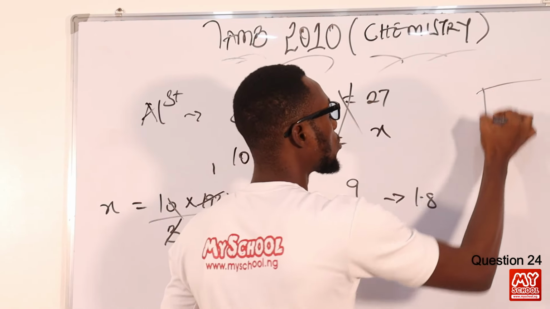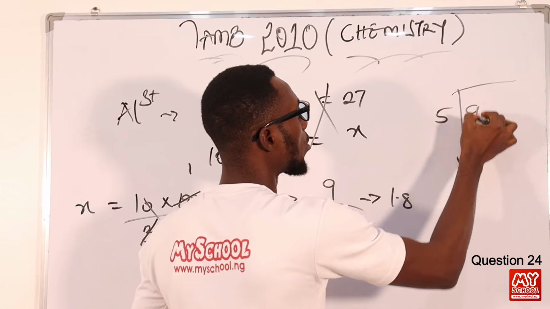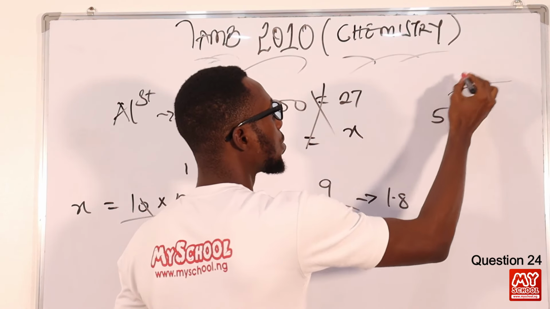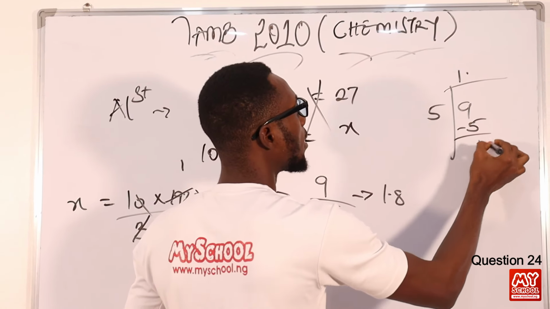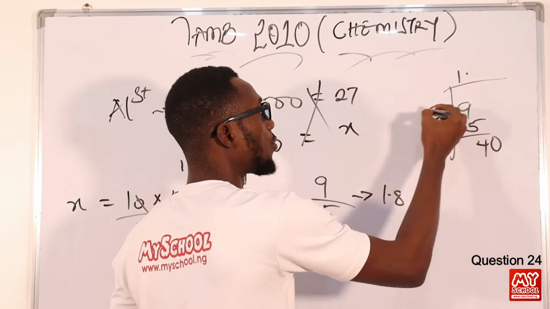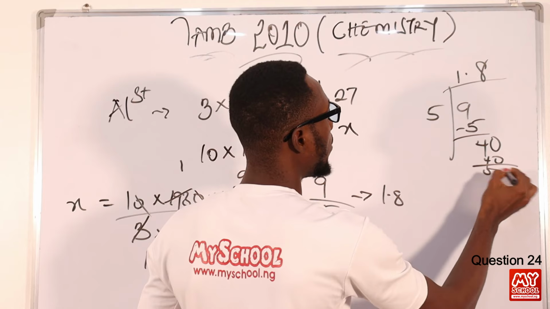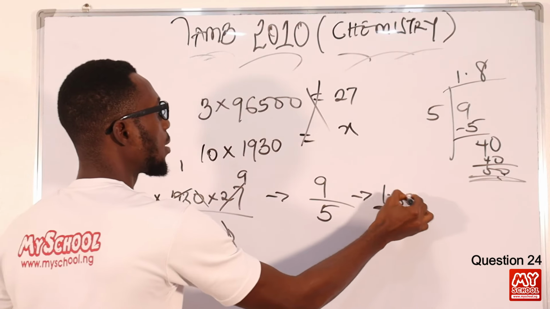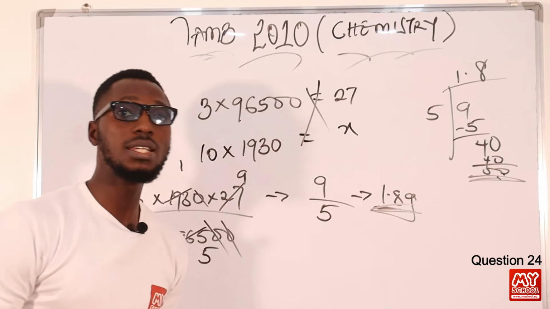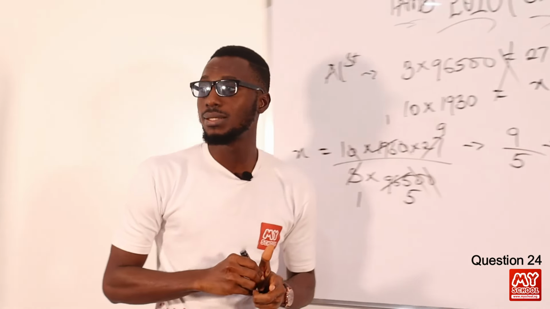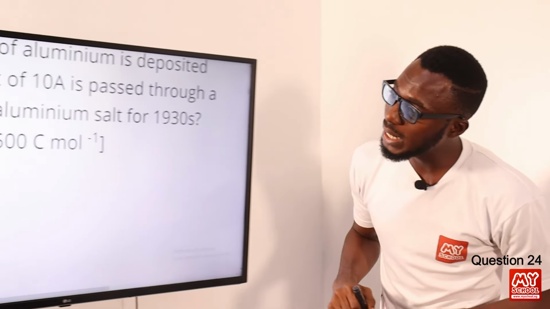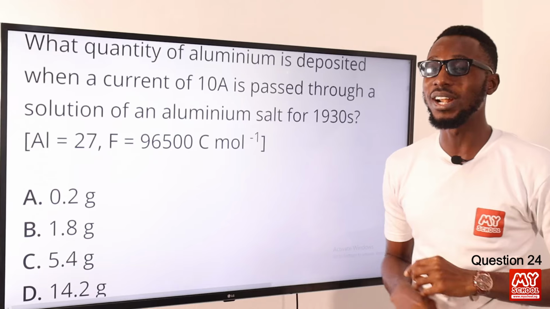If you would like to go through this with me again: 5 in 9, that goes once, that is 5. 9 minus 5, that is 4. I know this cannot pass through, so add 0. 5 in 40, that is 8. 40 minus 40, my remainder becomes 0. So you can see we're talking about 1.8 grams. Let's see if we have this option provided. I can find that in option B, so option B is the correct option.